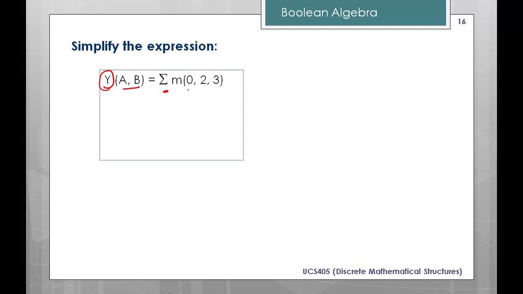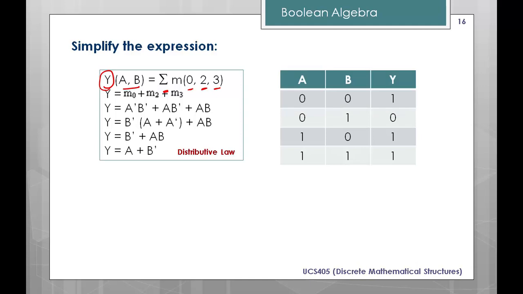The output is 1 at M0, M2 and M3. First, prepare the truth table. See how I am going to prepare it. So this is M0, M1, M2 and M3. For these terms the output is 1, except at the M1 position.